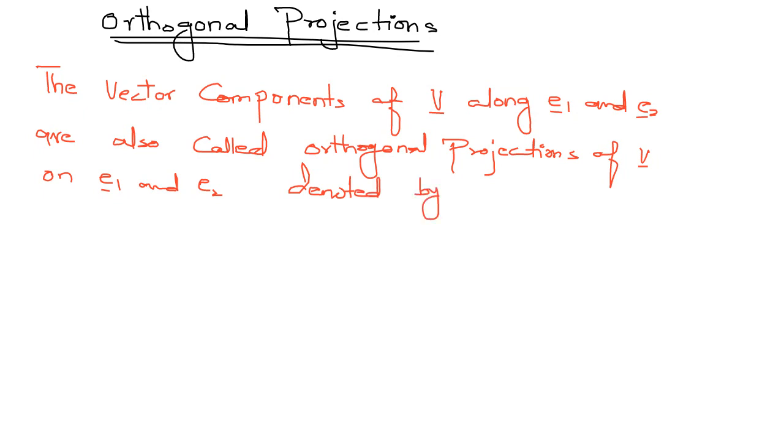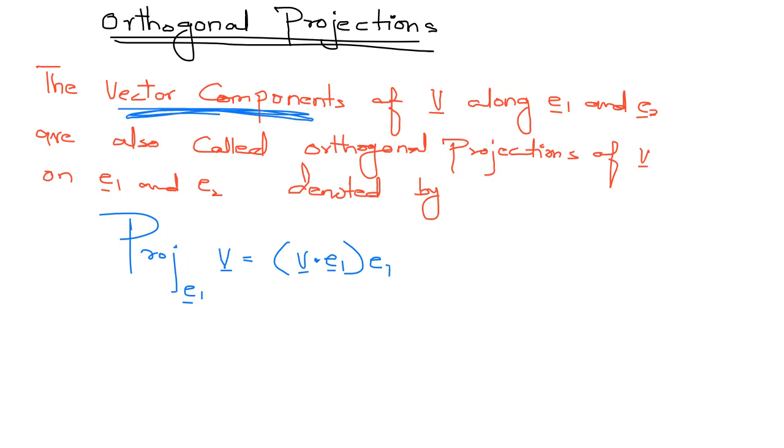you can also write the orthogonal projection like this one. Okay, proj of V along E1, which is equal to V dot E1 times E1. Okay, this is exactly the same formula for finding the vector component. Vector component and projection have the same meaning. So similarly, you can write the projection of V along E2, that is V dot E2 times E2.